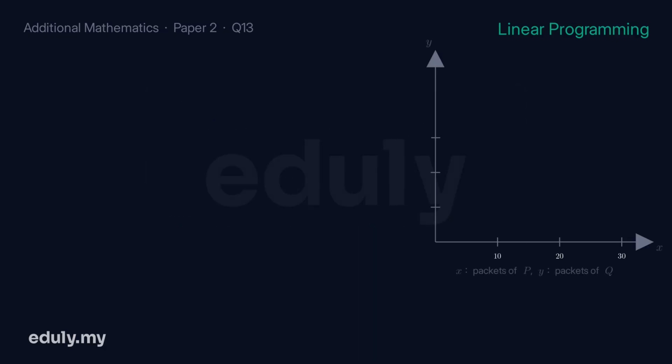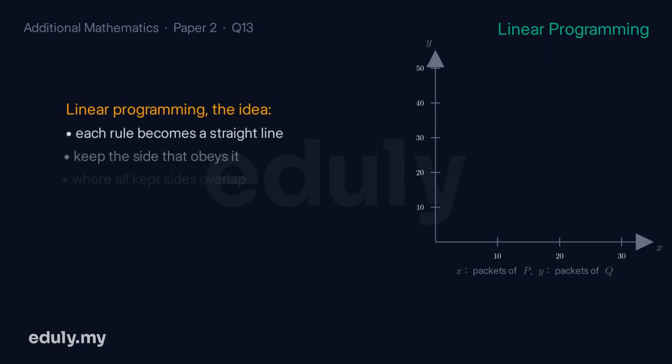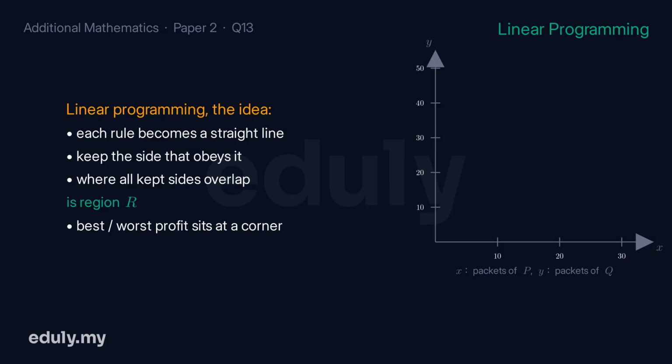The horizontal axis counts packets of P, the vertical axis packets of Q. Each rule becomes a straight line. We keep the side that obeys it. Where all the kept sides overlap is region R, and the best or worst profit always sits at a corner.